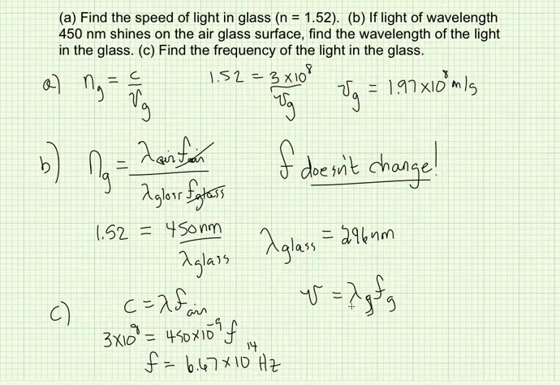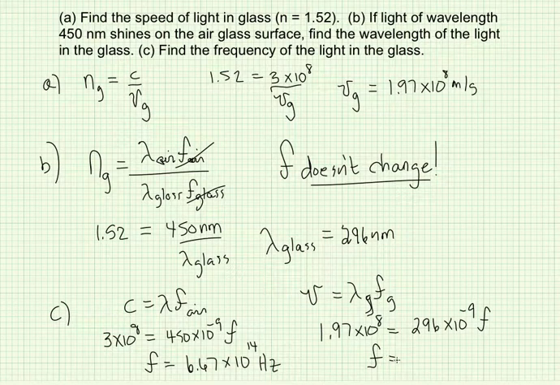Let's do the same thing, only this time let's use our values for the glass. My speed of light while it was in glass was 1.97 times 10 to the 8th. My wavelength in glass was the 296 nanometers, so I've got to remember to convert that to meters, times the frequency. And if all is right, they should come up with the same answer. And I get 6.66 times 10 to the 14th hertz.